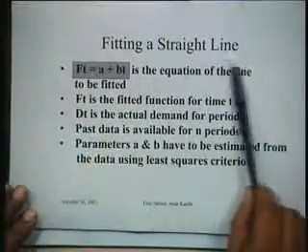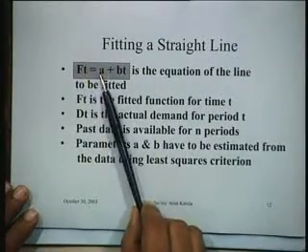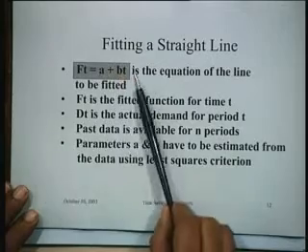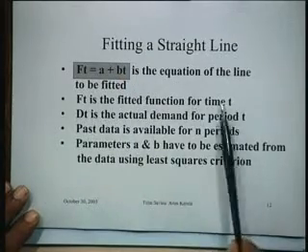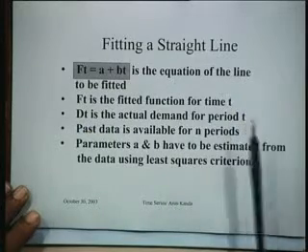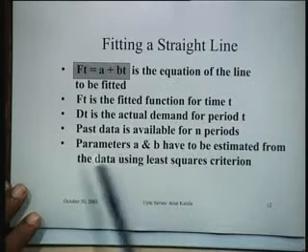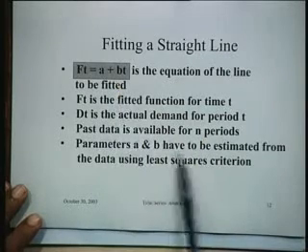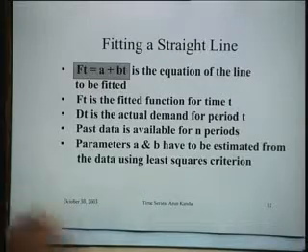Let's start with the simplest possible situation. Suppose you are interested in fitting a straight line, that is, the forecast at time t is equal to a plus bt, which is the equation of the line to be fitted. Ft is the fitted function or the forecast for time t. dt is the actual demand for period t which is available. Past data is available, let's say, for n periods, and parameters a and b have to be estimated from the data using the least squares criterion. That is in fact the problem.